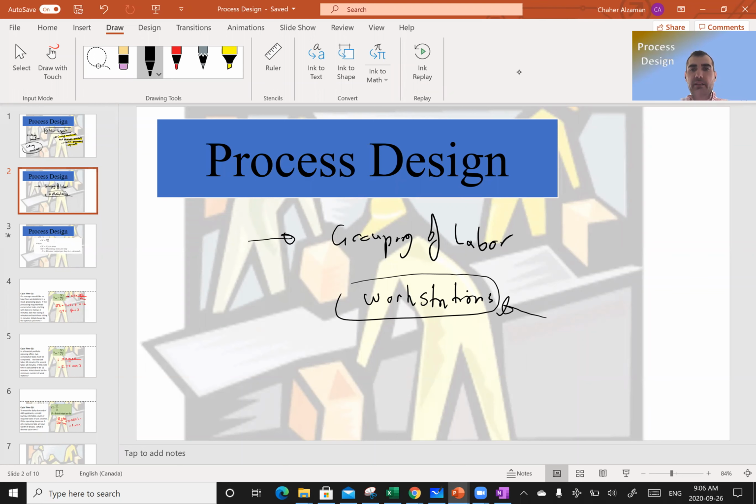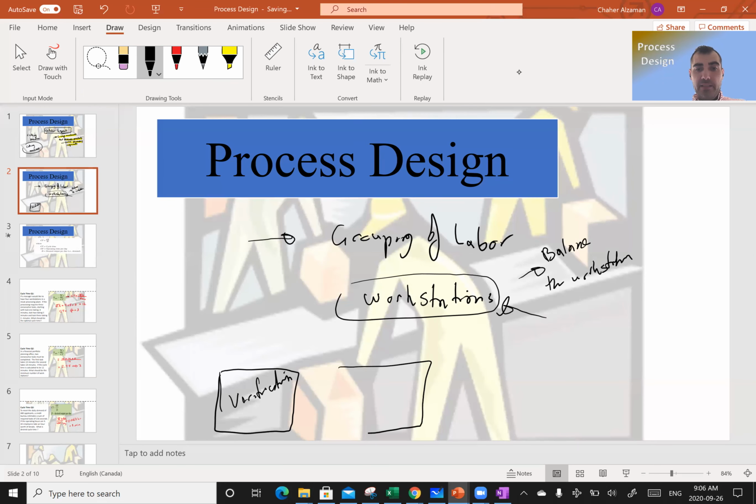So what's very important for us when we talk about workstations is to balance the workstations. For example, let's say you're working for a credit card company that is issuing credit cards. Maybe there's a process of verification, so there are some verification activities that need to happen. Then maybe there are some approval activities that need to happen. And then there is the issuing of the credit card.